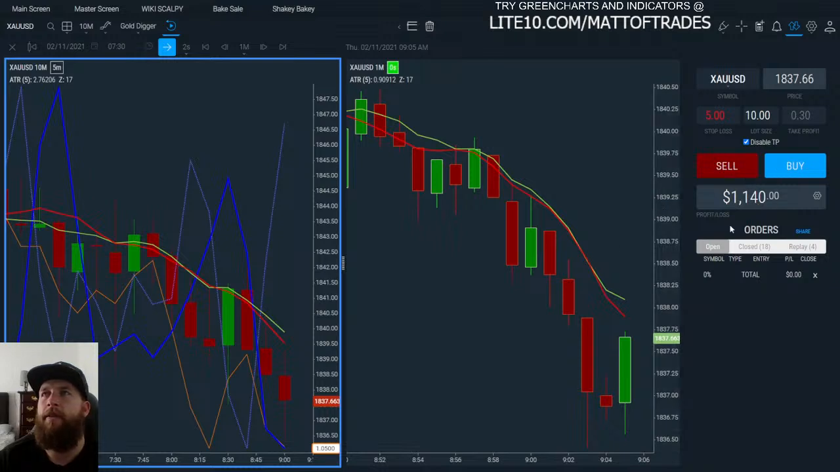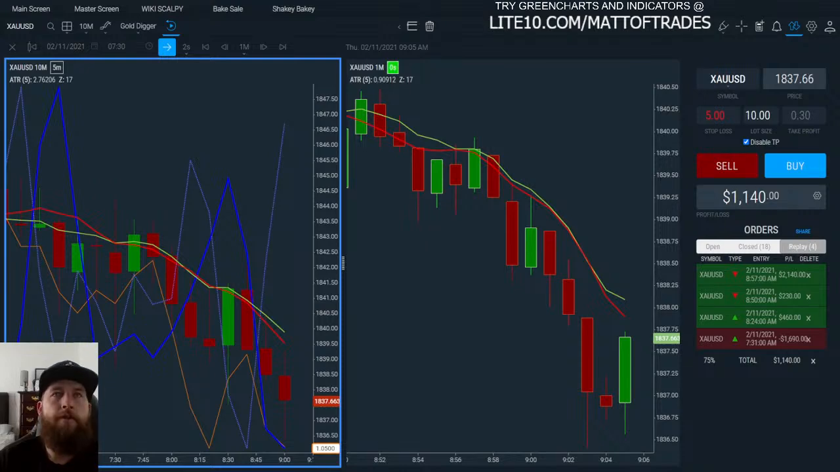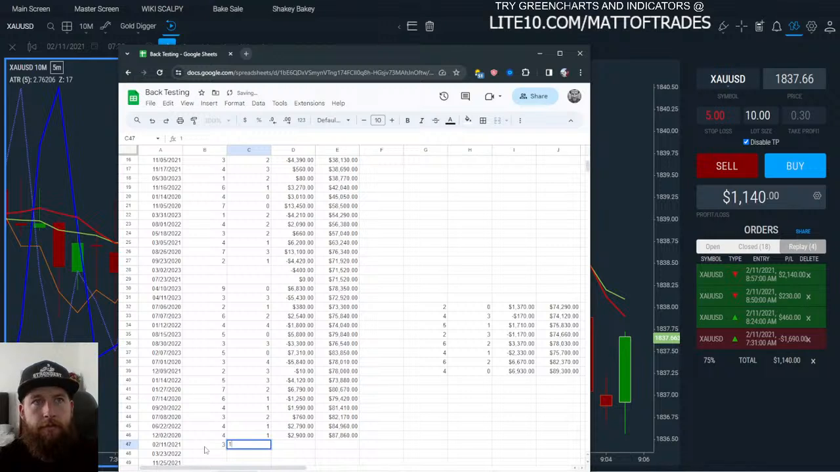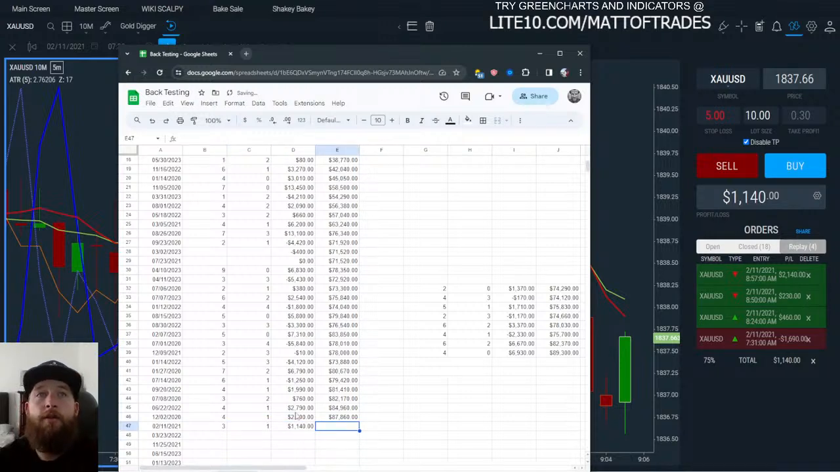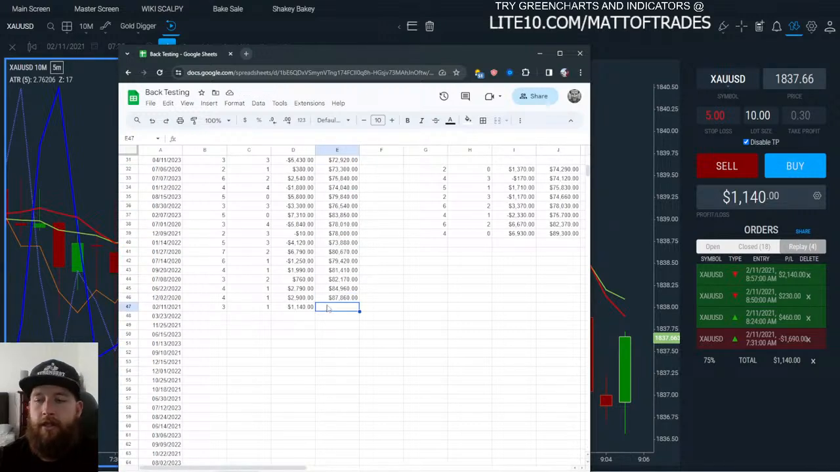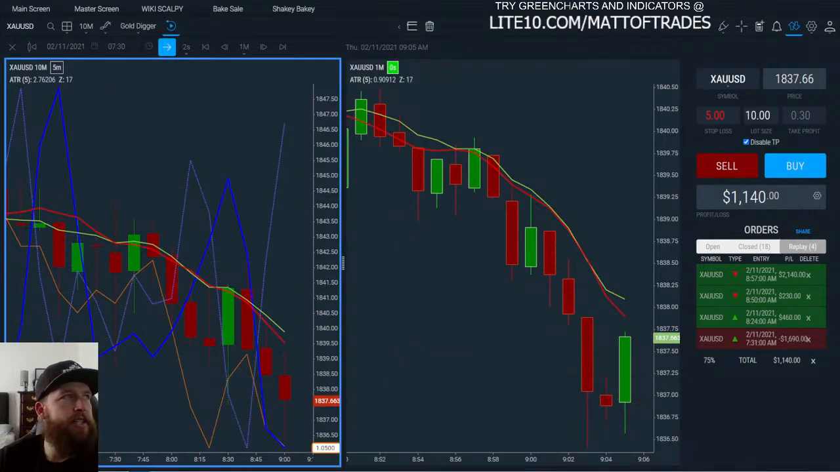So now 11:40 for the day. Three wins, one loss. And now our total is 89,000 on the dot. Let's see if we can get a big day. I want to get another 20,000, or at least 10,000 day. Next day is 3.23.22.